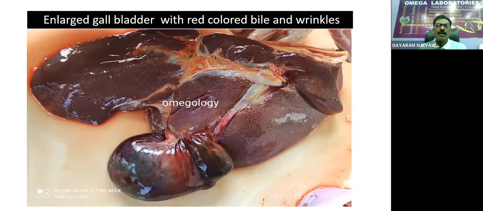Then, enlarged gallbladder with a red colored bile and wrinkles. So here you can see, if such a type of gallbladder is there, it will have some problems with the gallbladder and duct. If you see the duct, it contains the reddish type of bile, and the content of the gallbladder is also reddish in color. So this could be observed because of injury, maybe due to Fasciola hepatica, that leads to many blood clots in the lumen of the gallbladder, and further we can see many blood clots or blood red colored bile in the gallbladder.